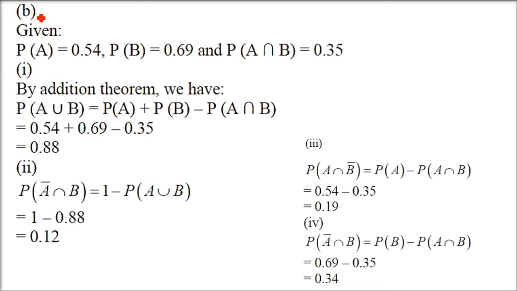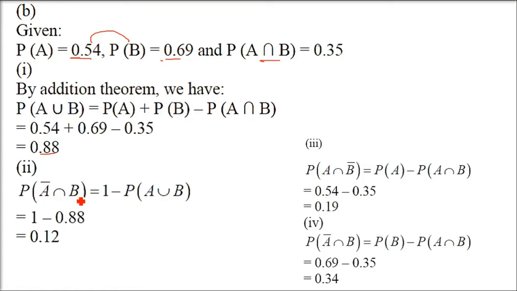Coming to the B part, same thing you have to do here. PA is given 0.54, PB is 0.69, PA intersection B is 0.35. So PA, PB and PA intersection B are given. Same as the previous question, we have to find PA union B. This we can directly find using the addition theorem: PA plus PB minus PA intersection B, all the values are given. Just add 0.54, 0.69, subtract 0.35.